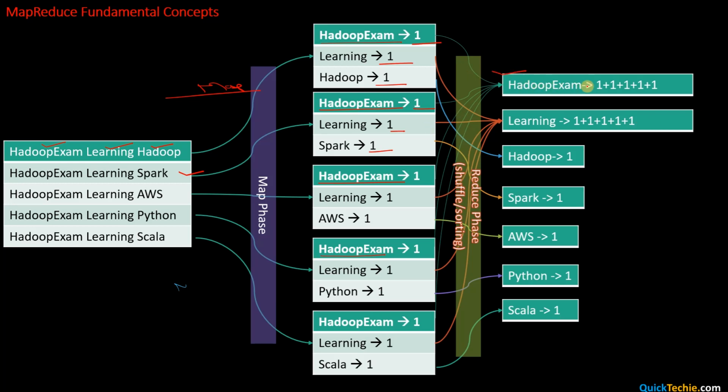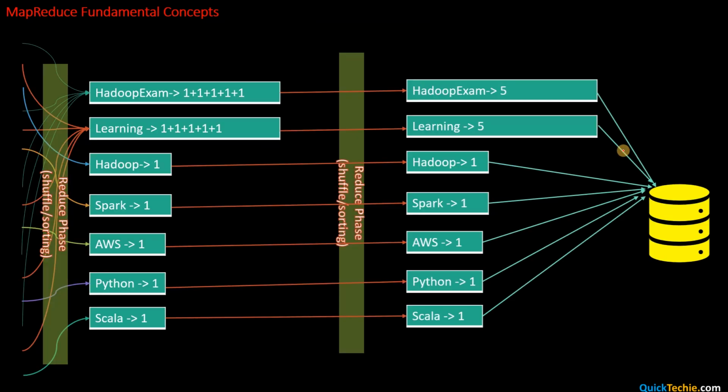All Hadoop exam is here, and you can see 1 1 1 1 we have put here because it appears 5 times in this whole data set. Similarly, learning appears 5 times, and Spark only 1 time in this data set, AWS in this data set. So we are putting that. That is basically your reduce phase, correct? As you can see here, this is shuffle and sorting, the shuffle and sorting phase.